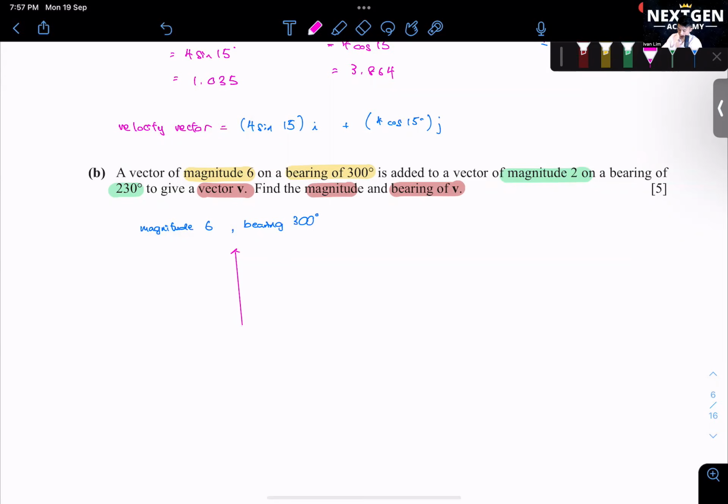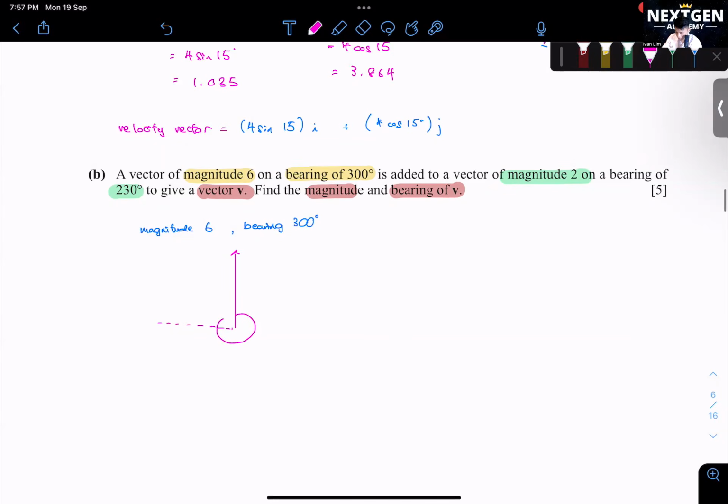So we find the vector for this one first. So 300 degrees will be like this. 300, then until here.